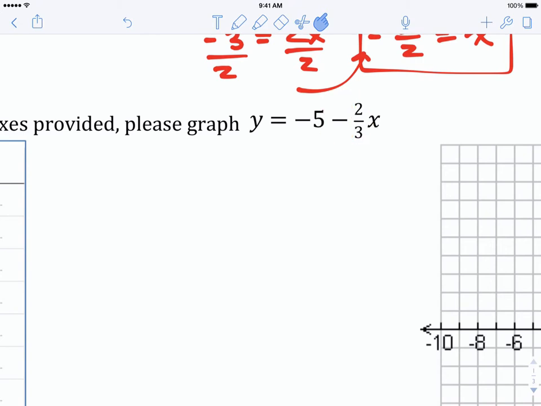Now that's cool, but I think another way to think of it, which is even more powerful, is to say the temperature started at -5 degrees, and it goes down by 2 degrees every 3 hours. So it's really important that we can do it both ways, but that going down by 2 degrees every 3 hours, I think that's going to be far easier for both making a table and for graphing.